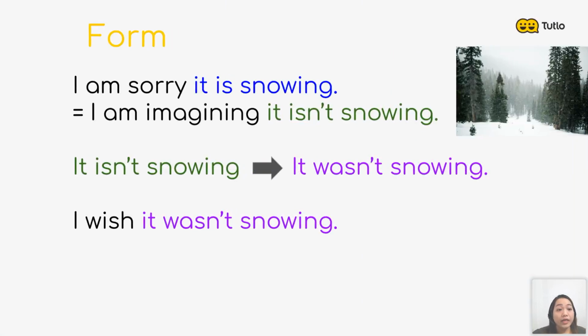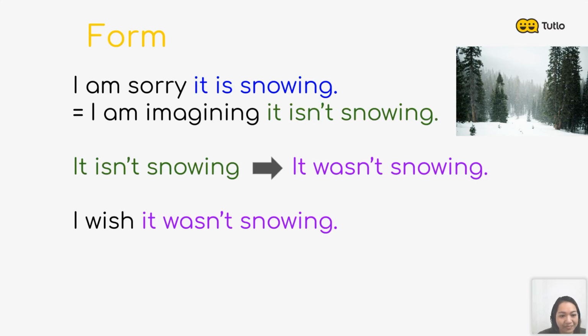I am sorry it is snowing. Thank you, Greg. I am sorry it is snowing. Yes, Ella. So I am imagining it isn't snowing. So if it isn't snowing, change it to past form. It wasn't snowing. I wish it wasn't snowing. Well, the fact is that I really wish it was snowing here.